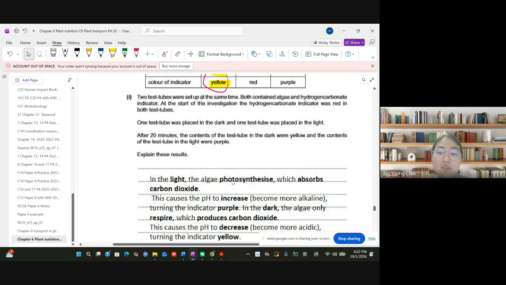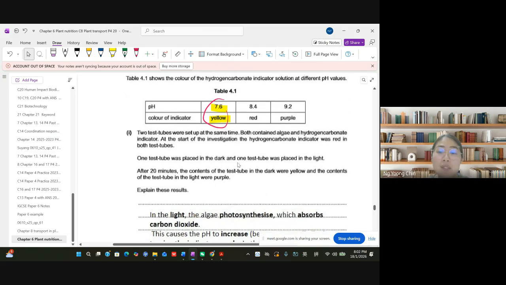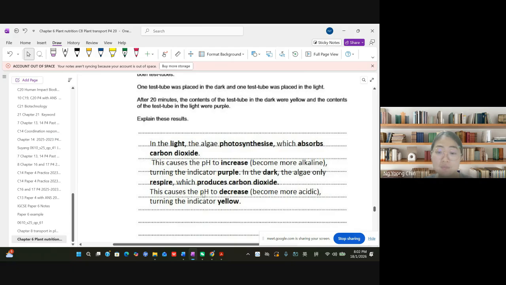Okay. But in the dark place, plant will do what? In the dark place, plant cannot do photosynthesis. Plant can only do respiration. So when the plant does respiration, they will absorb the oxygen and release carbon dioxide. So if they do more respiration, they release more carbon dioxide. So carbon dioxide is an acidic gas.